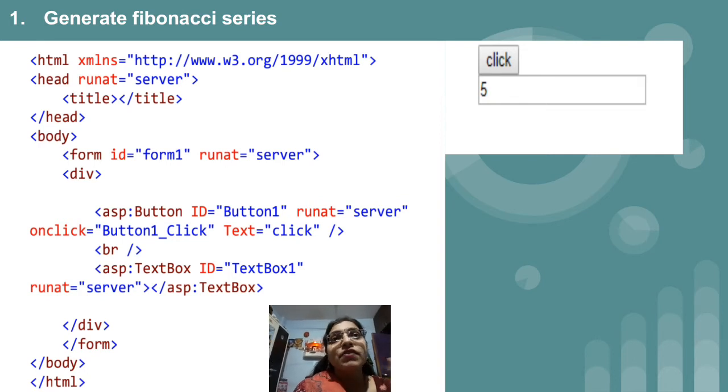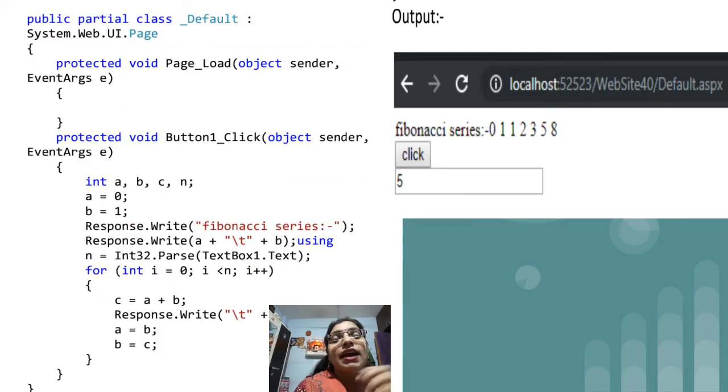So the interface for practical number 1D, generate Fibonacci series, is just take a button and text box from the toolbox, and this is your code. Simply double click on button 1, that is the click button. You will get this coding window, and within the coding window I have written the program for the Fibonacci series.